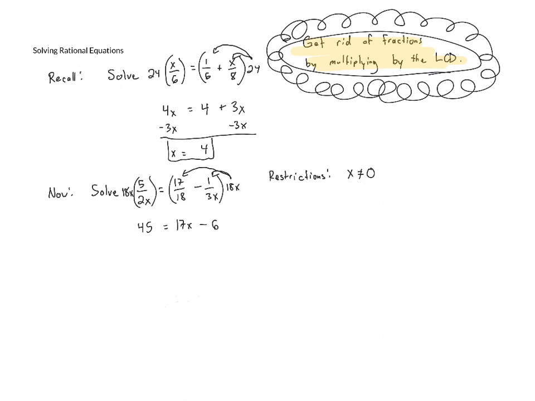We can solve this pretty easily. We can add 6 to both sides. That gives us 51 equals 17x. And then to get x alone, we divide by 17. 51 divided by 17 is 3, and we get x equals 3, which we know is fine. The only restriction we had was that x was not allowed to be 0. It's okay for x to be 3, so this is a solution. If you want to check, you can plug it into the original equation. I will let you do that on your own time.